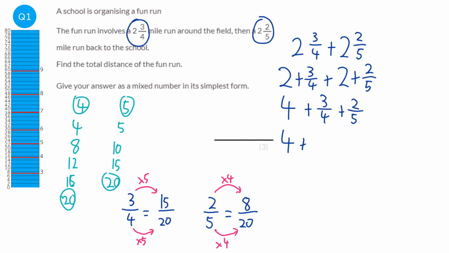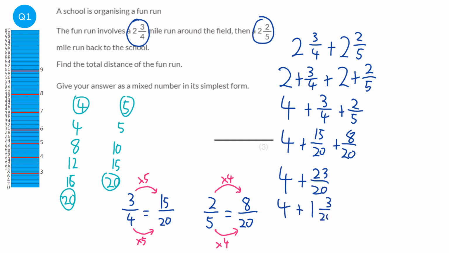So it's going to be 15 over 20 plus 8 over 20. So we need to add the numerators. So it'd be 15 plus 8, which is going to be 23 over 20. Now that is a top-heavy fraction, so we can rewrite that as 1 3/20. And we can add the 4 and the 1 together to make 5 3/20. So the answer is 5 3/20.